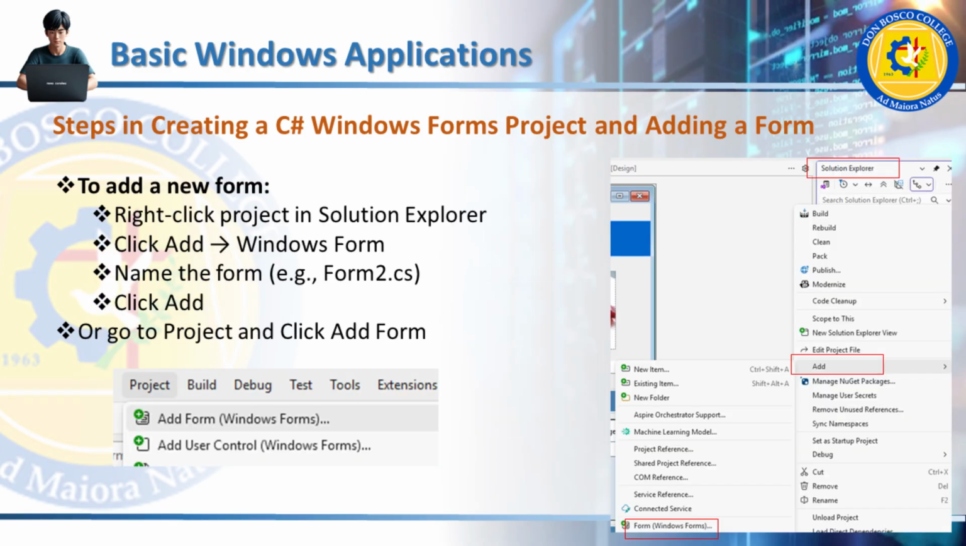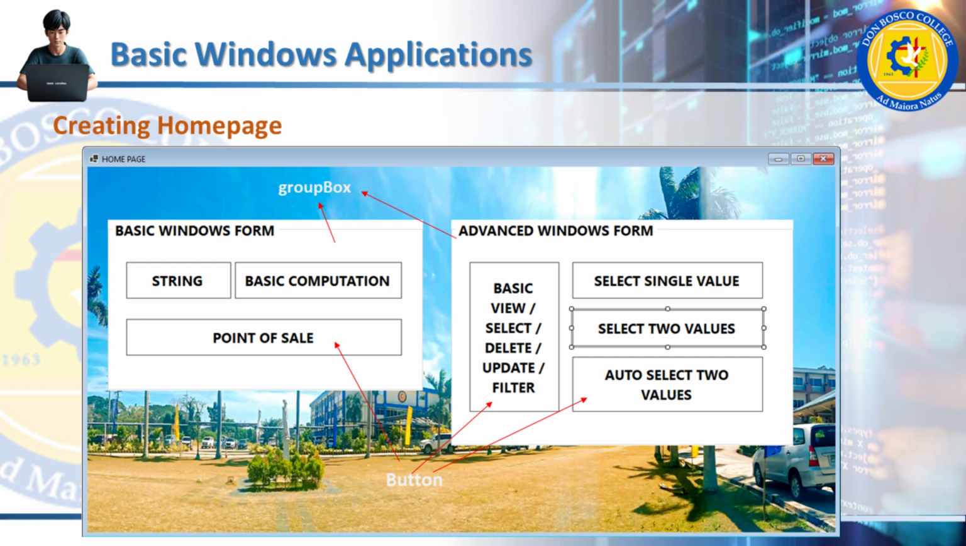To add a new form, right-click the project in Solution Explorer, click Add Windows Form, name the form, for example, Form2.cs, and click Add, or alternatively go to the Project menu and click Add Form. Next is an example of Form1 that I designed.